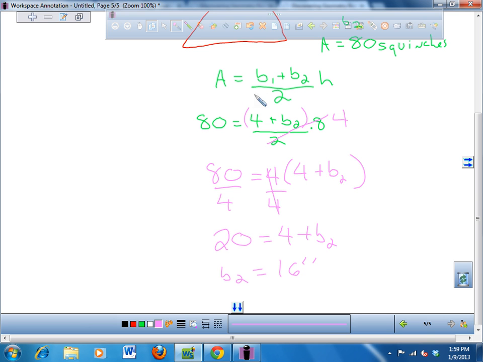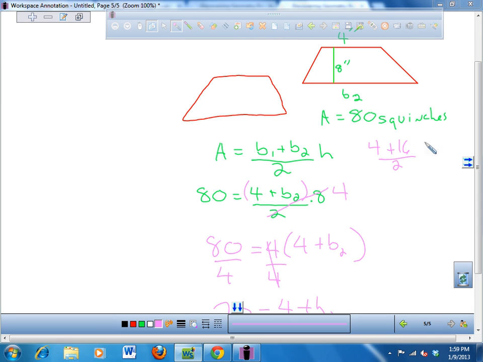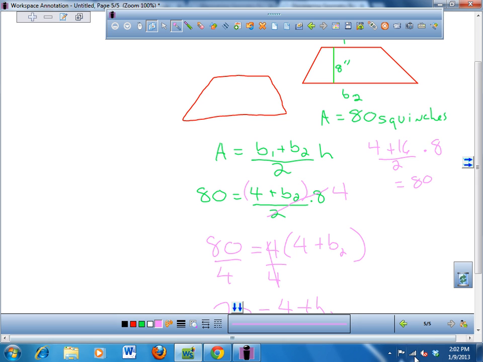You could go back and check to see if your answer works, right? The first base was 4. You want to see if 4 plus 16, divided by 2, times the height, which was 8, equals 80. 4 plus 16 is 20, divided by 2 is 10, times 8 does indeed equal 80 square inches, right? So you did that correctly. Okay? Questions on that?